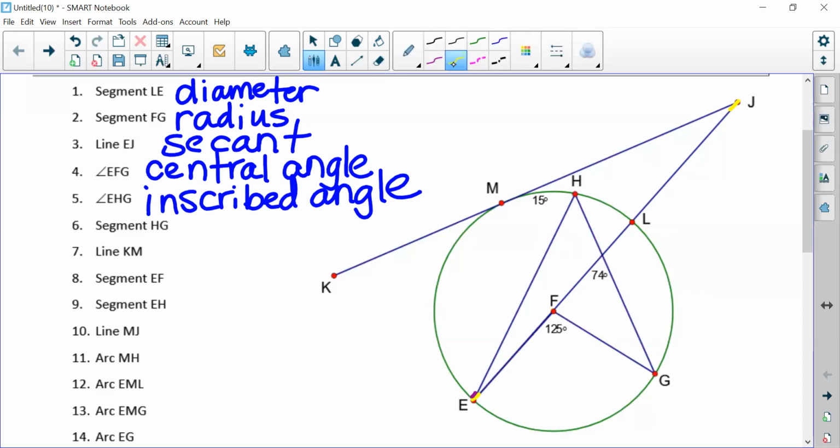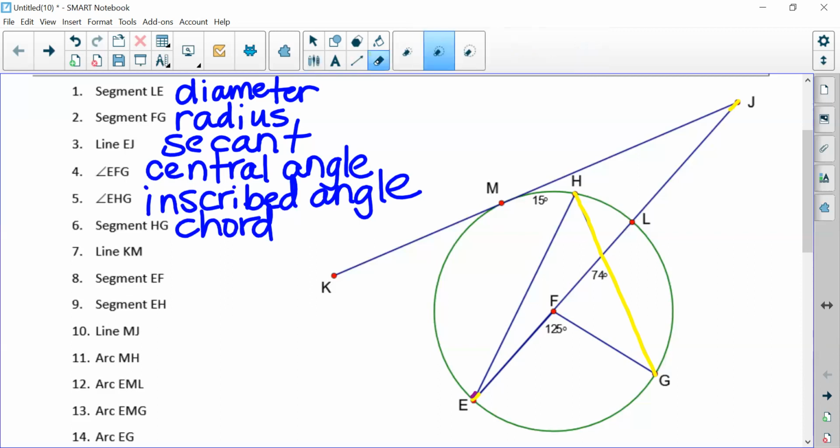Segment HG starts at point H, goes through the circle and stops at point G, okay? Segment HG is a chord. Be careful, the most common incorrect answer for number 6 is a diameter. Remember, the diameter is a chord, but it's a special chord that goes through the center of the circle. Okay, look, segment HG does not go through the center of the circle. The center of the circle is at point F. So that tells us that segment HG is simply a chord in our circle.